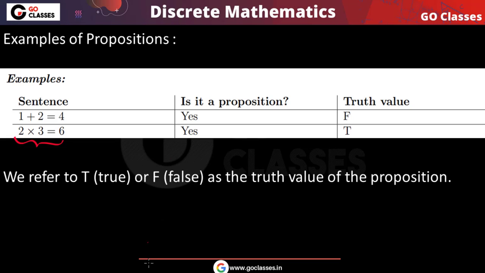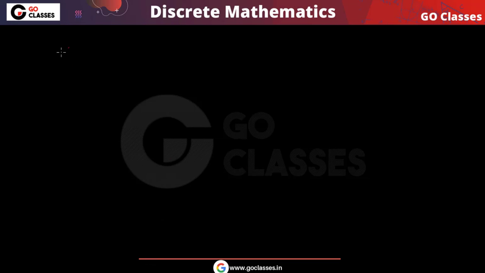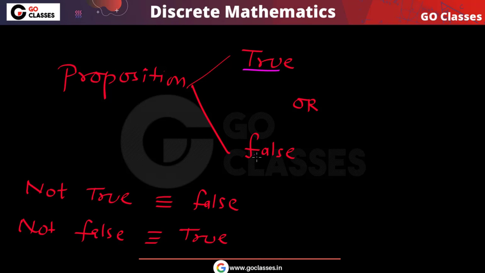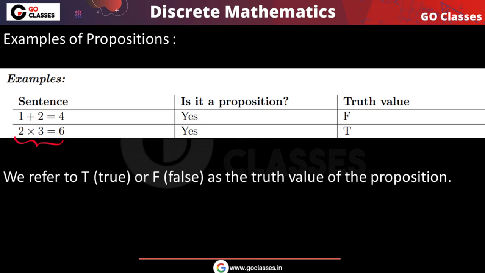Remember, a proposition is either true or false. If you have any proposition, then it is either true or false. If it is not true, then it is false. If it is not false, then it is true. So not true means false, not false means true. This is the definition of proposition.